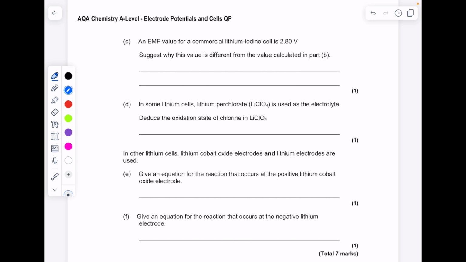An EMF value for a commercial lithium iodine cell is 2.8 volts. Suggest why this value is different from the value calculated in part B. It's most likely due to the presence of non-standard conditions.